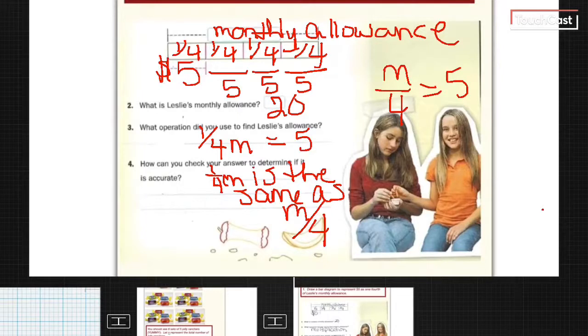Okay, how do you check to see if your answer is correct? Take the $20, plug it in for M. 20 divided by 4 does equal 5. So something that you need to remember, and it's been a big thing for us this year, is understanding that multiplying by a fraction is the same thing as dividing by a reciprocal, or dividing a fraction is the same as multiplying by the reciprocal.